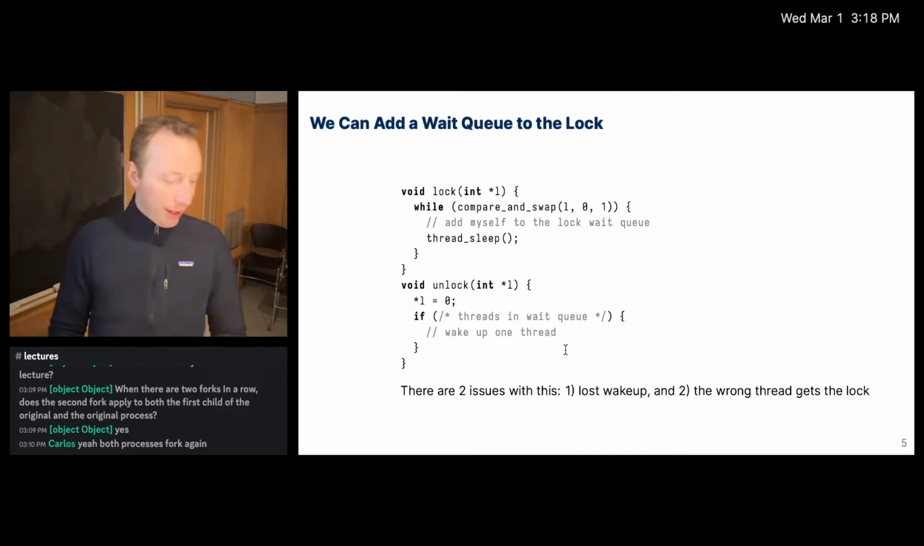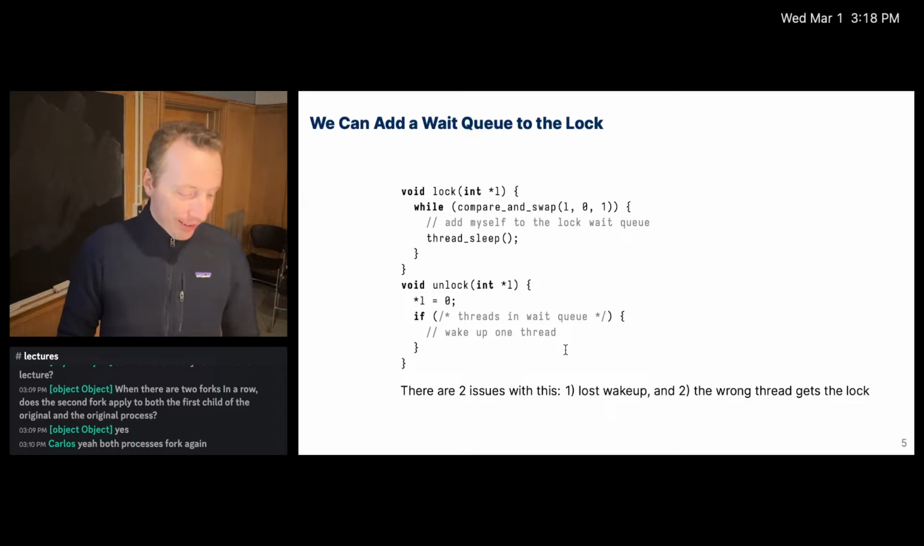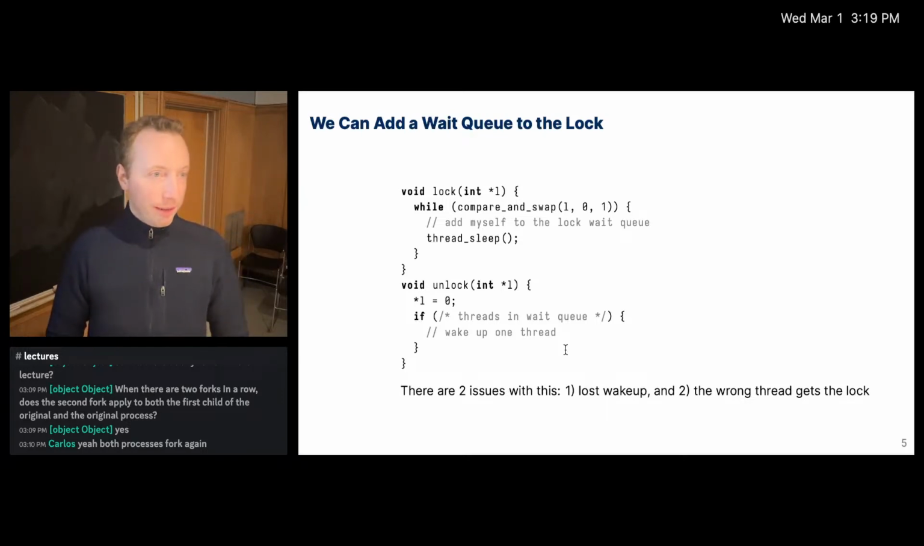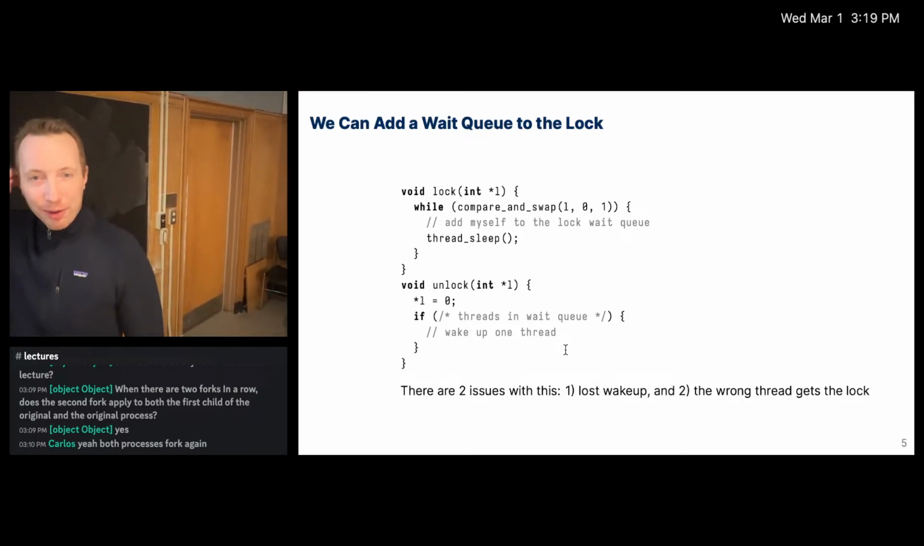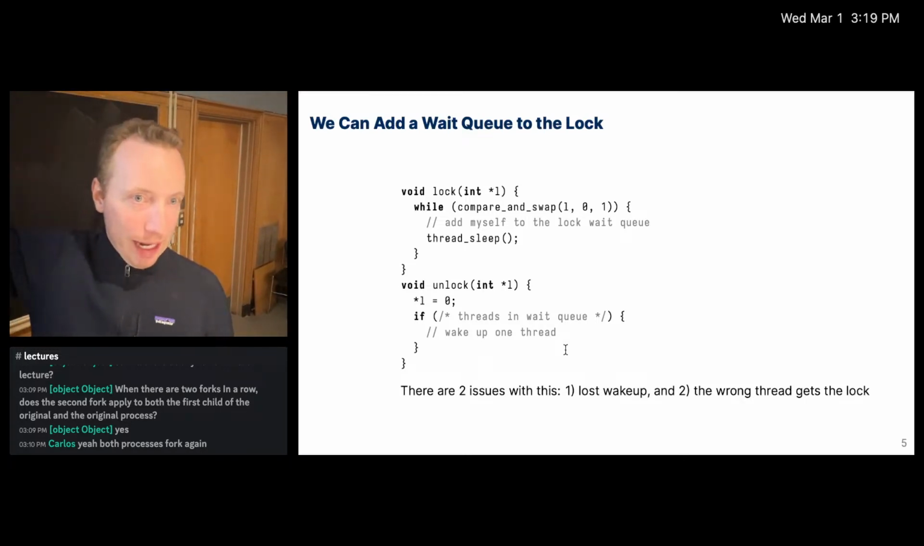One is something called a lost wake up, and 2 is, creatively named, the wrong thread gets a lock. So anyone want to point out to me how bad situations could actually happen with this code?